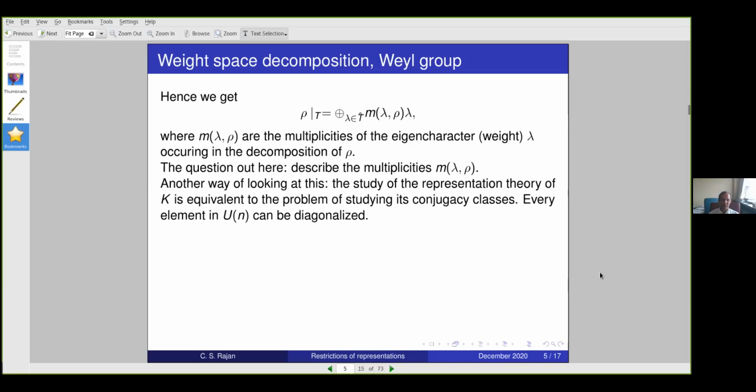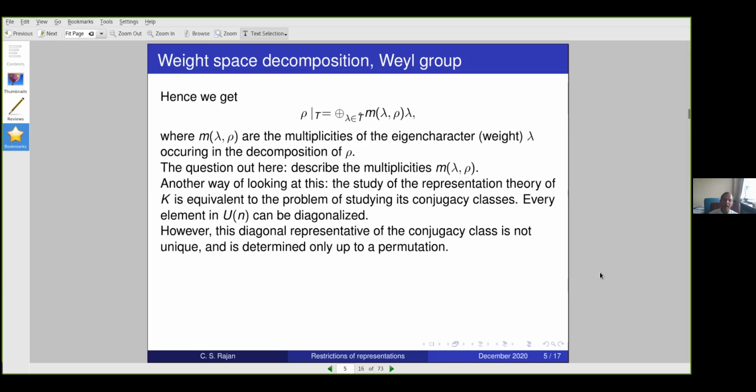Okay, so that's just another way of looking at this. The study of the representation theory of K is equivalent, in the dual sense, to the problem of studying its conjugacy classes. And what one is saying is that every element of U(N) can be diagonalized, but this diagonal representative of the conjugacy class is not unique and is determined only up to a permutation.